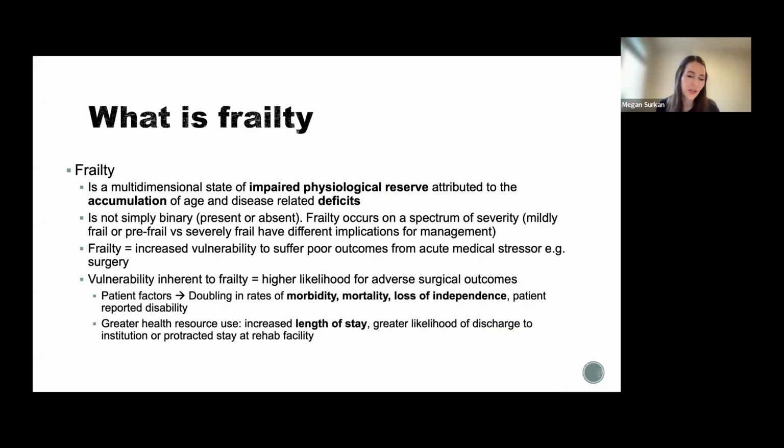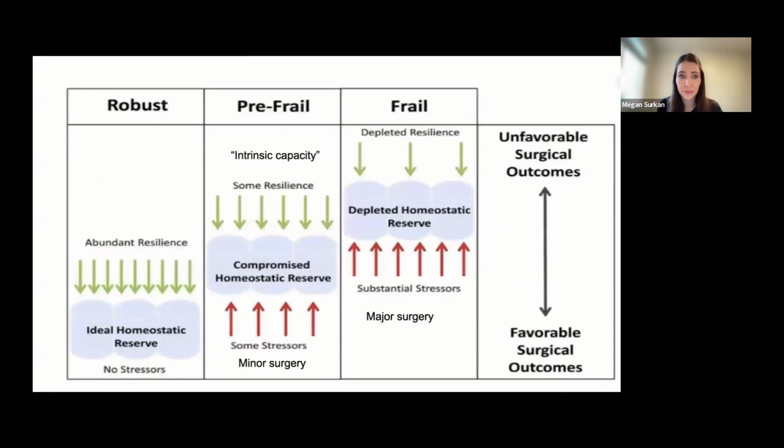Patient factors overall: for all comers that are frail and undergo surgery, there's a doubling in the rates of morbidity, mortality, loss of independence, and patient-reported disability. And on the healthcare system, increased length of stay is a big one, and greater likelihood of discharge to an institution or protracted stay at a rehab facility.